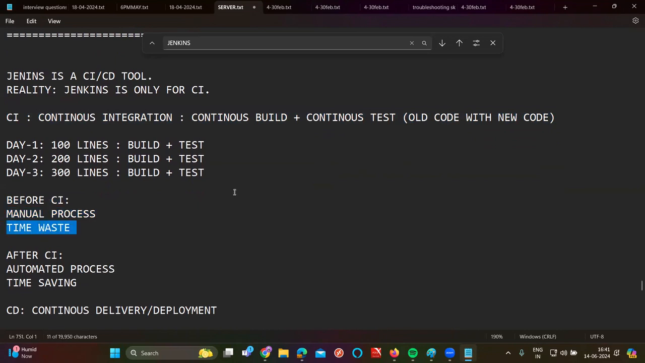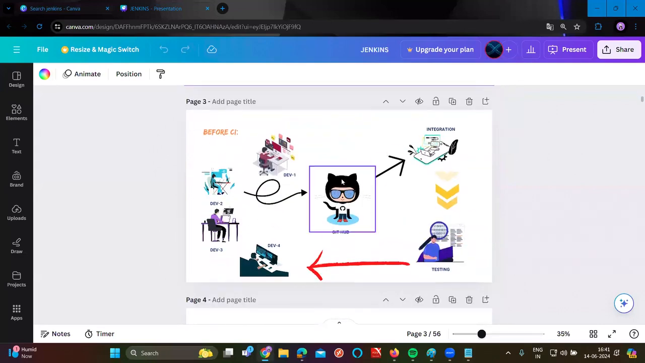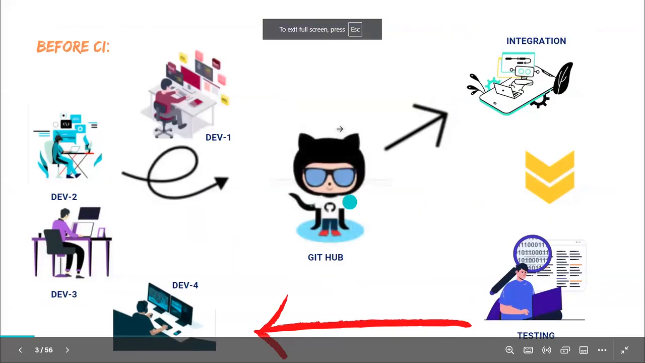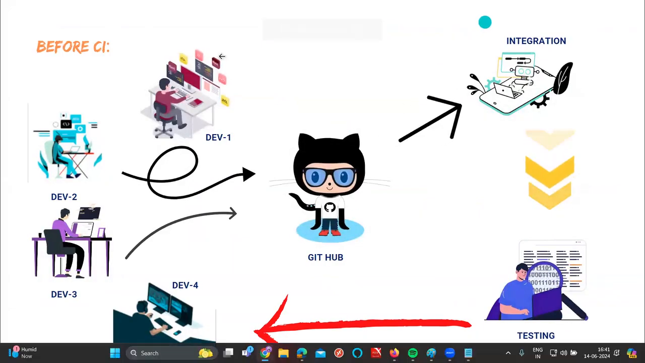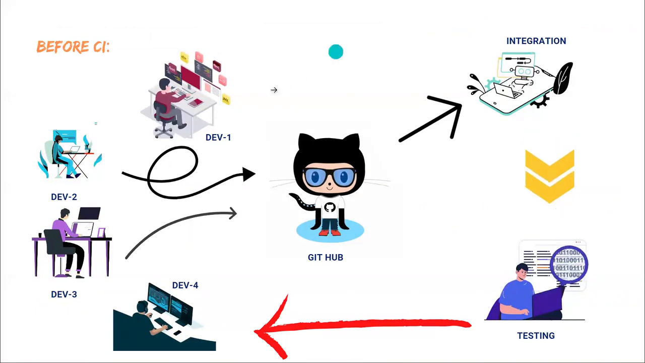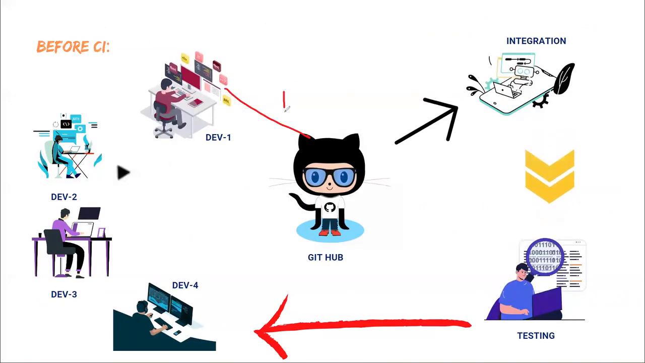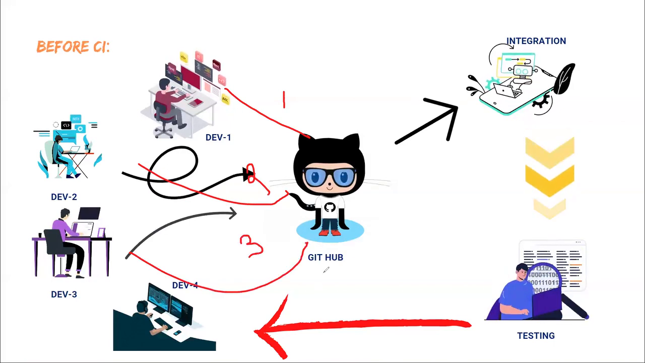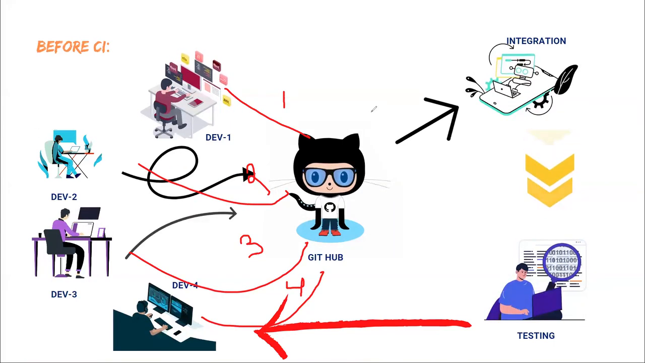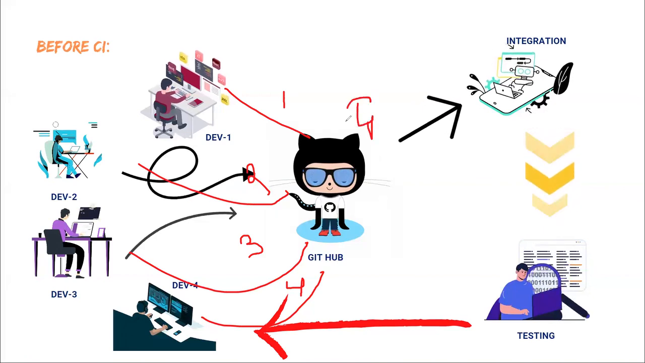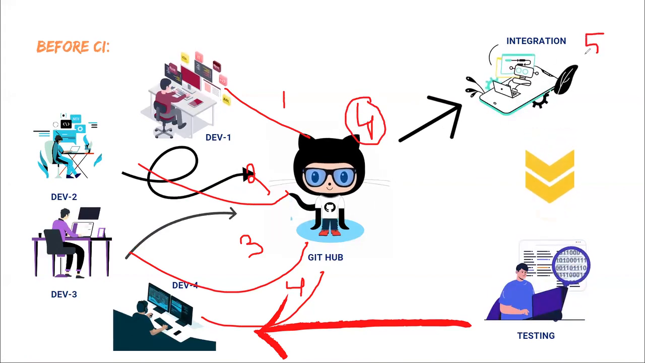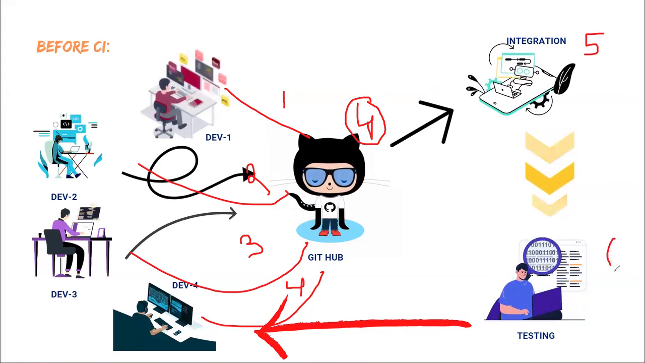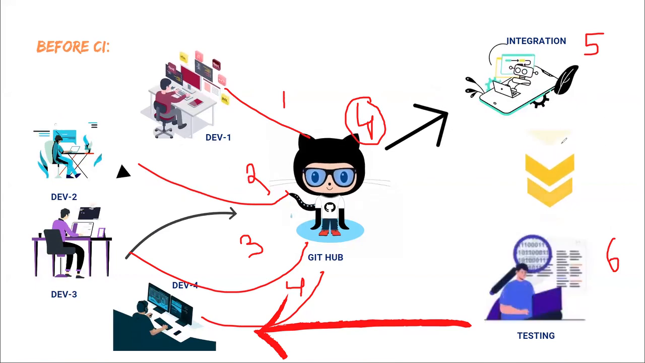So before continuous integration, everything was a manual process, and we had a lot of time wastage. I'll explain with the diagram here. Before continuous integration, what happened? See, how many developers are you seeing here? 4 developers. Let's say developer 1 has given the source code on day 1, developer 2 on day 2, developer 3 on day 3 and developer 4 on day 4. So GitHub got the entire code by day 4. Now on day 5, we send the code for the integration process. Integration means adding. Then on day 6, the whole code came for the testing process.